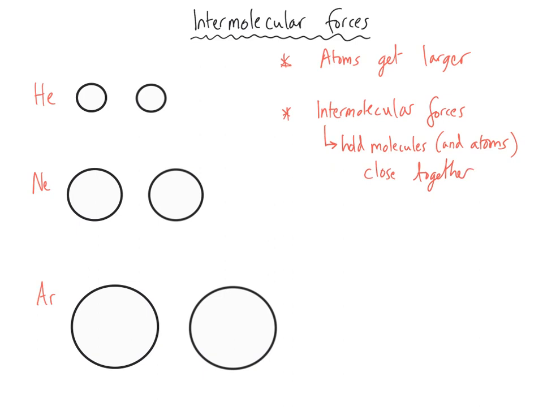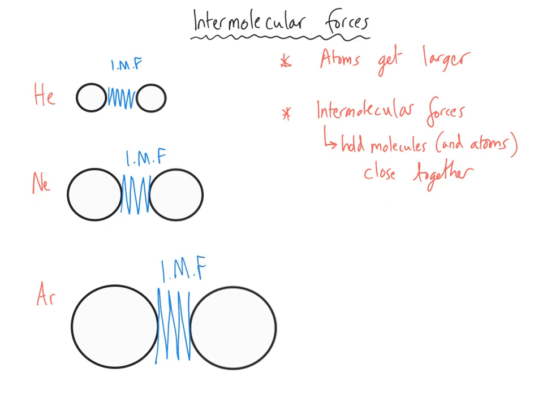And the stronger those forces are, the harder it is to pull these atoms or molecules normally apart. And as you can see for helium, the atoms are small, and so therefore the surface area for intermolecular forces is quite small. That zigzag line is representing the intermolecular forces. Whereas for neon, the surface area of contact is a lot bigger, and so the intermolecular forces are larger. And then when we get onto argon, the surface area of argon is much greater because it's a bigger atom, and so the intermolecular forces are greater as well.